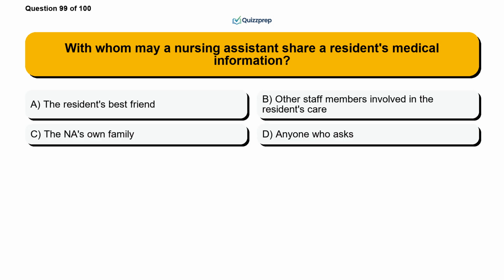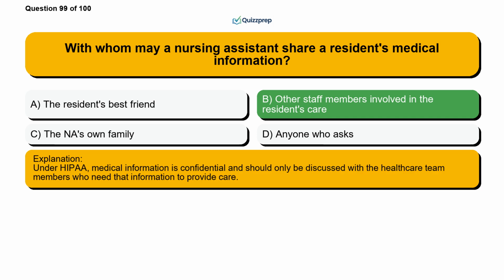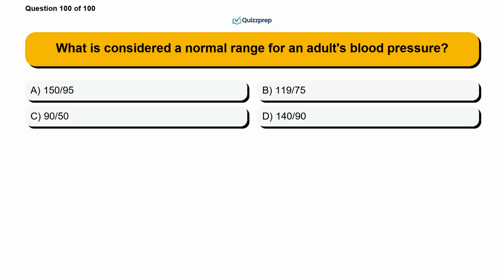Question 99. With whom may a nursing assistant share a resident's medical information? Option A, the resident's best friend. Option B, other staff members involved in the resident's care. Option C, the NA's own family. Option D, anyone who asks. The correct answer is option B, other staff members involved in the resident's care. Under HIPAA, medical information is confidential and should only be discussed with the healthcare team members who need that information to provide care.